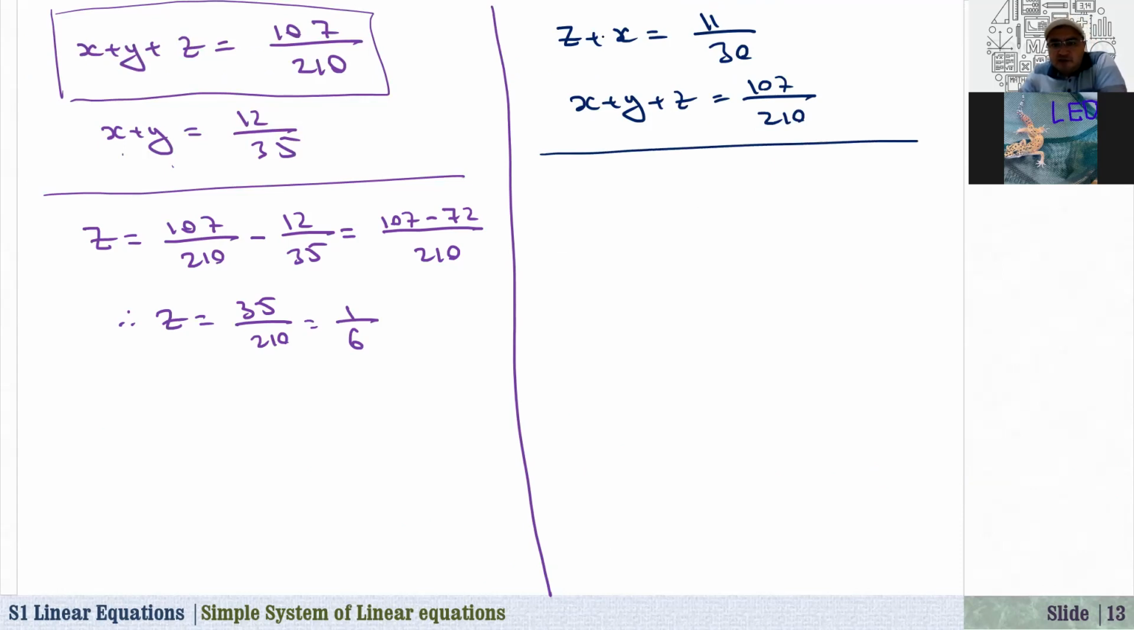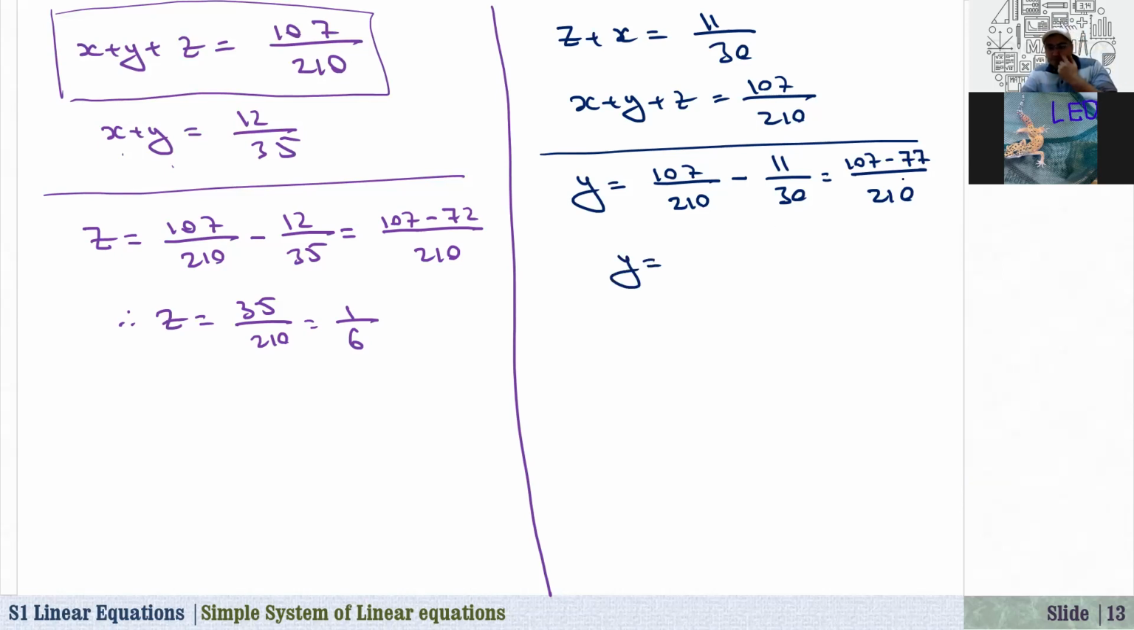Again, if you subtract the first equation from the second one, x is gone, z is gone. What is left here? It is y. On the right-hand side, 107 over 210 minus 11 over 30. Common denominator is 210. Here we have 107 minus 11 multiplied by 7, so here we have 77. So from here, y is equal to 30 over 210. That's equal to 1 over 7.